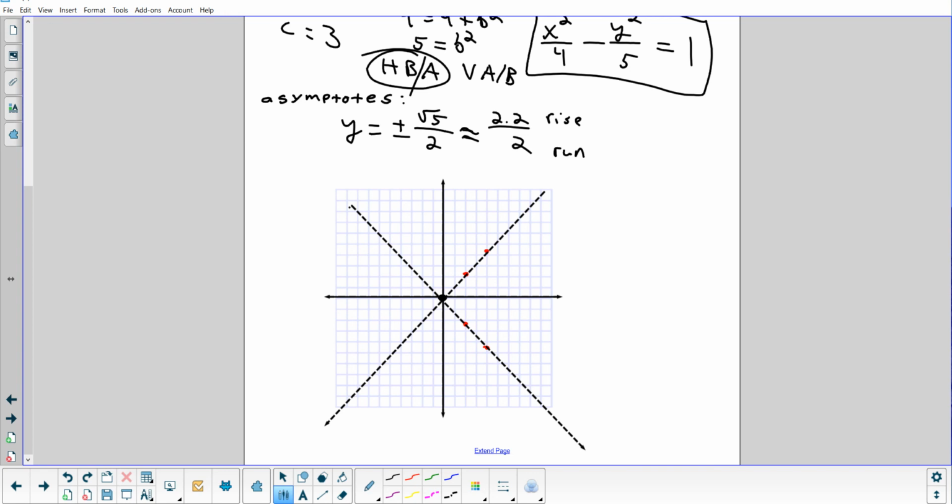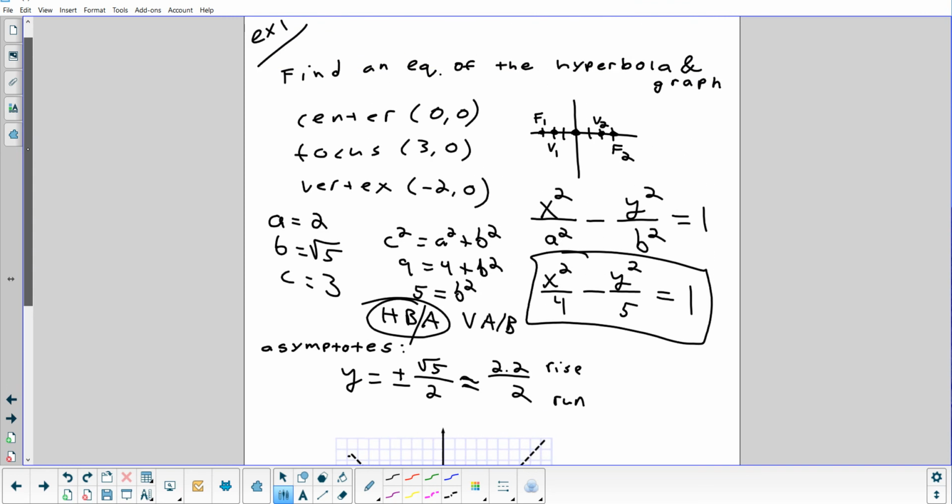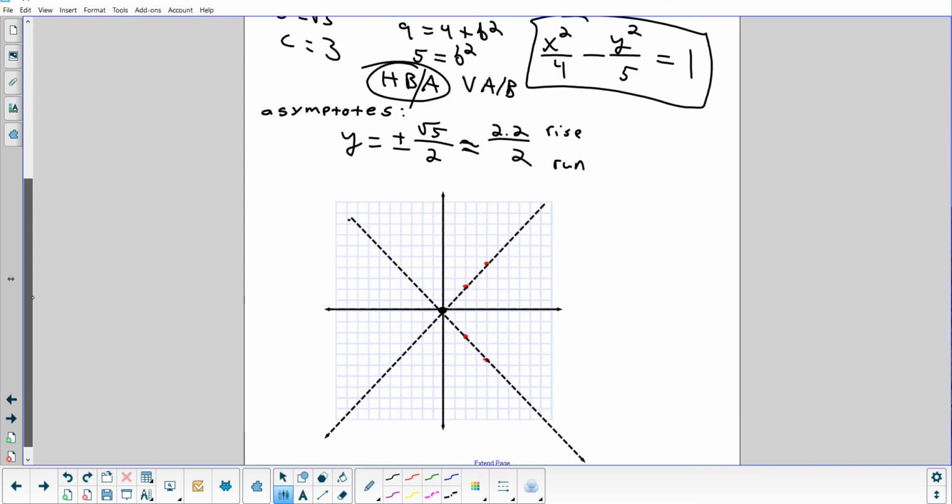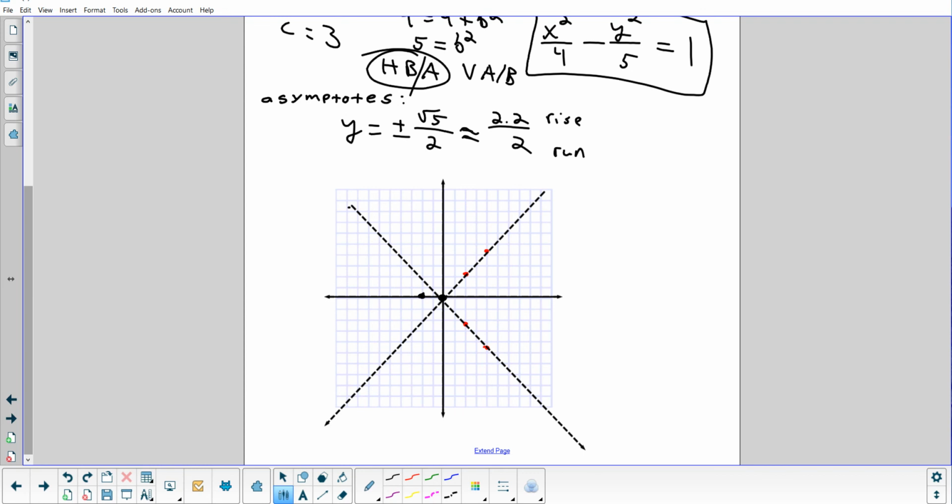So let's see, was the center 0, 0? Yeah, so center is 0, 0. Vertex is negative 2, 0. I do want to put that in. And 2, 0. So these two black dots on the left and right of center, those are my vertices that I'm going to draw it right through.